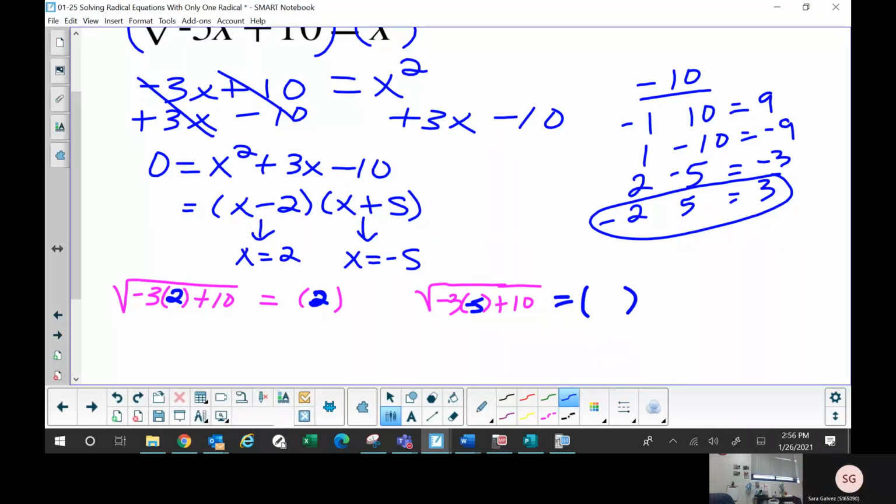2 ends up working, and then negative 5 does not. Okay.